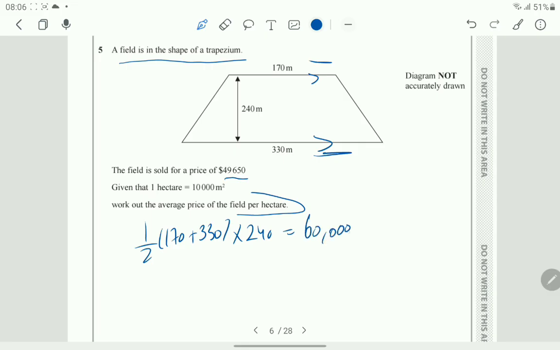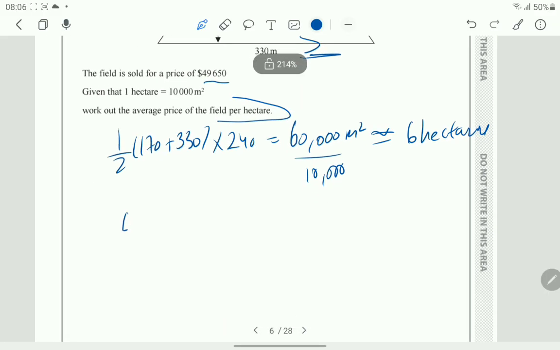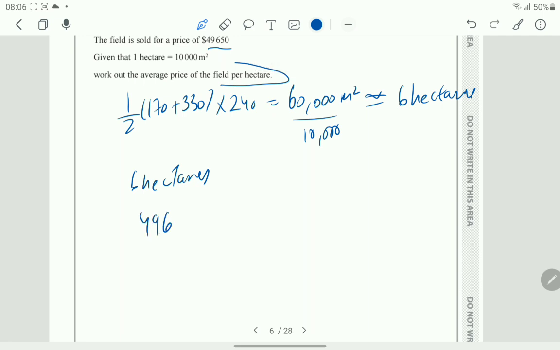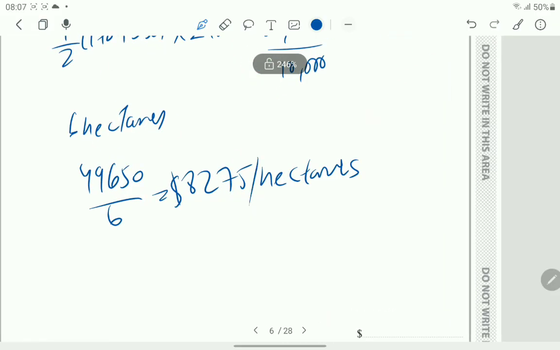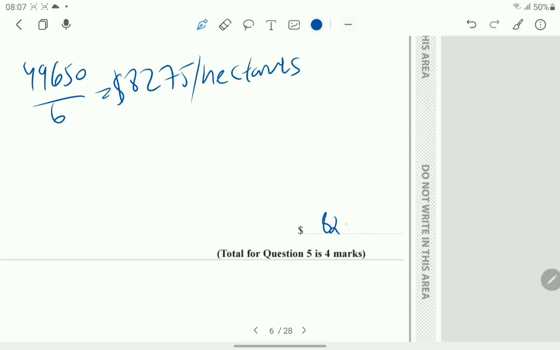60,000 square meters. Now we have the area as 60,000 square meters, and this divided by 10,000 would give us 6 hectares, because each hectare is 10,000 square meters. So we have 6 hectares now, and the total cost is 49,650. Divided by 6 is 8275. So the cost per hectare is 8275 dollars per hectare. So let's just write it down here.